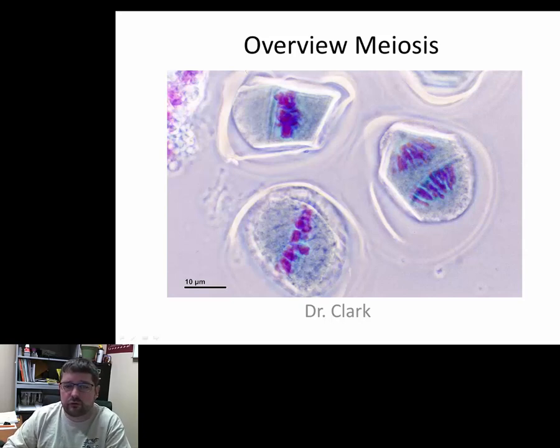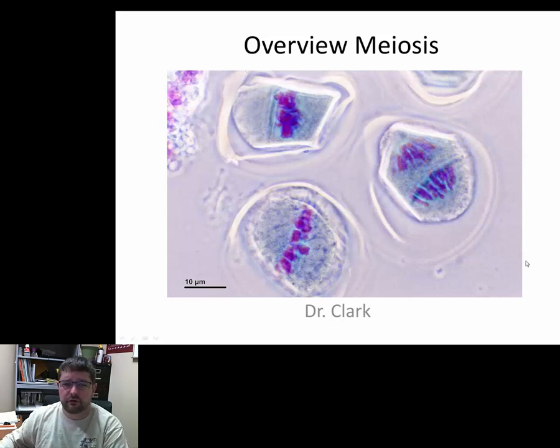Today we're going to start with meiosis. In the previous lectures we were talking about mitosis. Remember, that's nuclear division in somatic cells. Today we're going to talk about meiosis, and that is nuclear division in germline cells, or reproductive cells, and that's it. It's just in the reproductive cells.